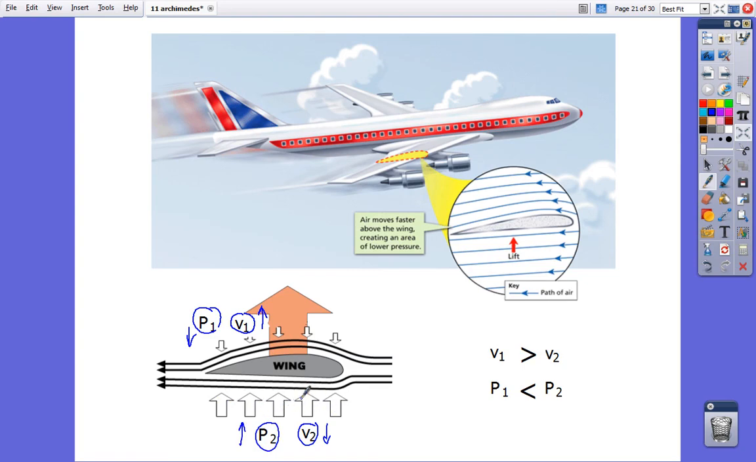So if you subtract the pressure at the bottom and the top, there will be a remaining pressure that is causing the aeroplane to fly, and this is called the lifting force.